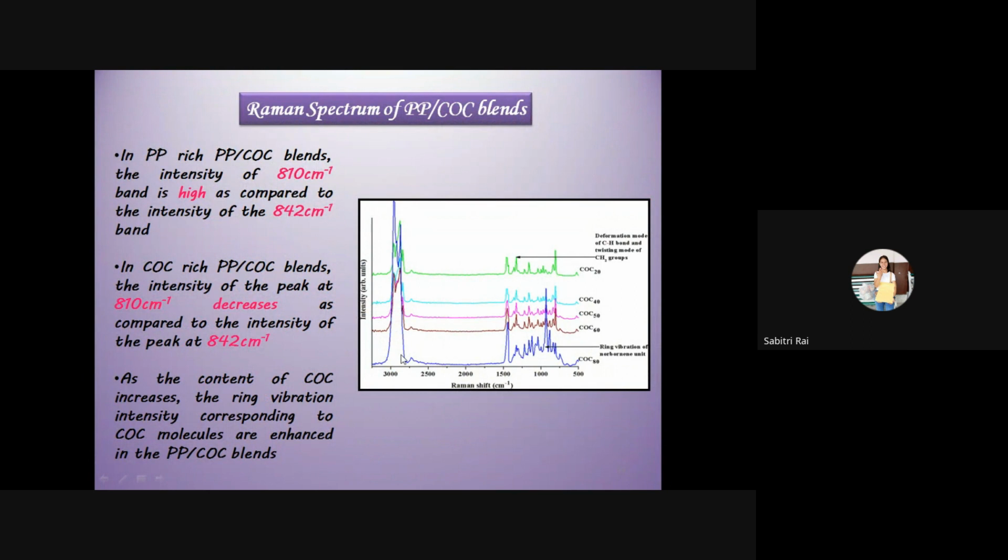This is the Raman spectrum of the PP-COC blends. In the case of PP-rich blends, the peak at 810 cm⁻¹ is high as compared to the 842 cm⁻¹ peak. Whereas if the COC is very high in the blend, then the peak at 810 cm⁻¹ will be low as compared to the peak at 842 cm⁻¹. If the content of the COC increases in the blend, then the ring vibration also increases.